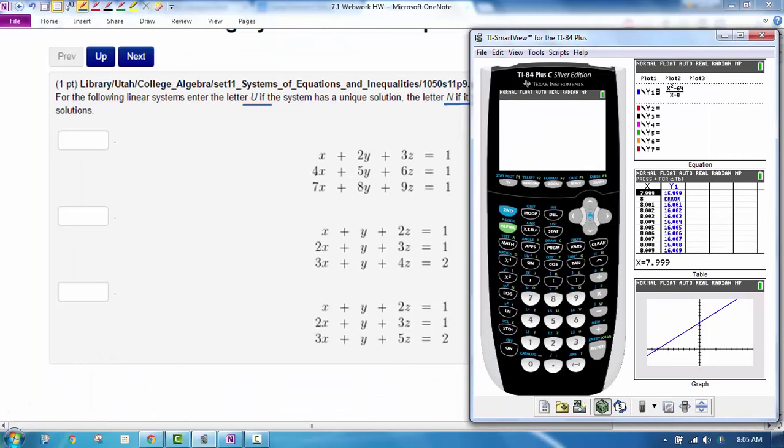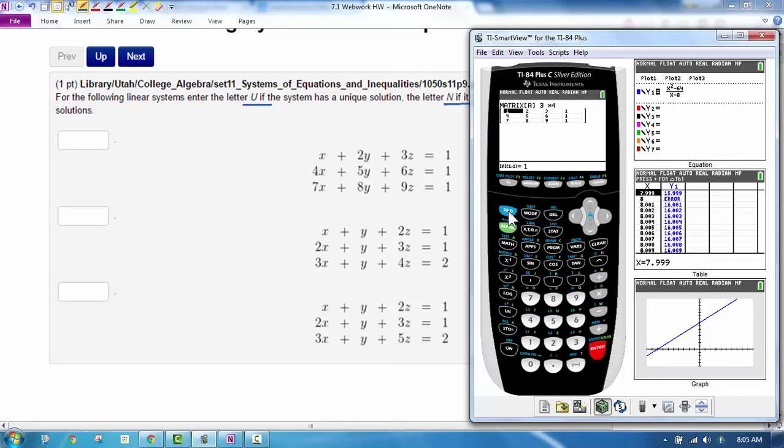So we're going to put the coefficients in as a matrix, and we're going to call this an augmented matrix. So we're basically going to take all the numbers and dump it into a matrix. So let's go to second matrix. We'll go to edit, and I'll put this in as matrix A. I'm going to put all the coefficients here. This is going to be a 3 by 4, 3 rows, 4 columns. And I'm just going to enter in all the coefficients. So 1, 2, 3, 1, 4, 5, 6, 1, and 7, 8, 9, and 1. So all the coefficients are dumped into this matrix.